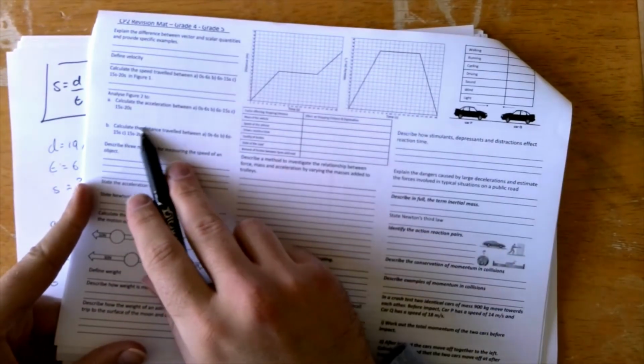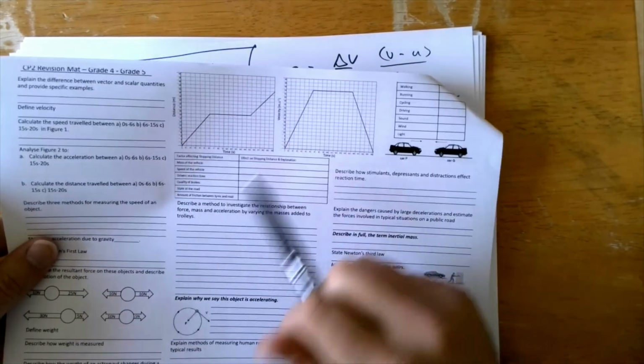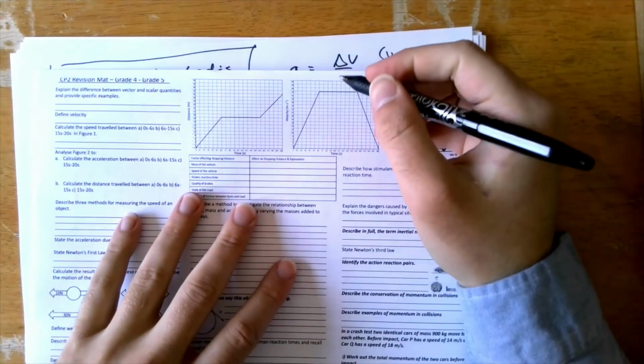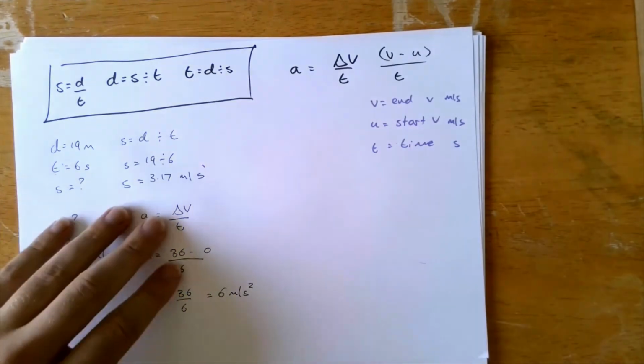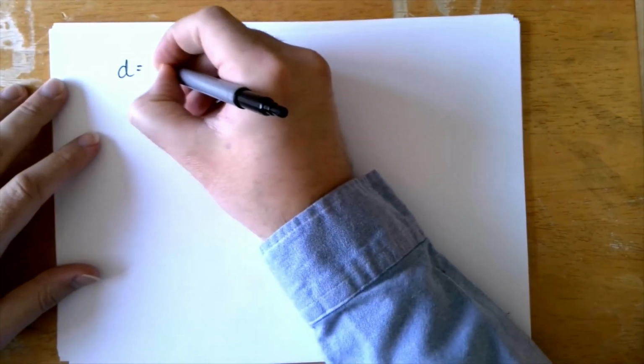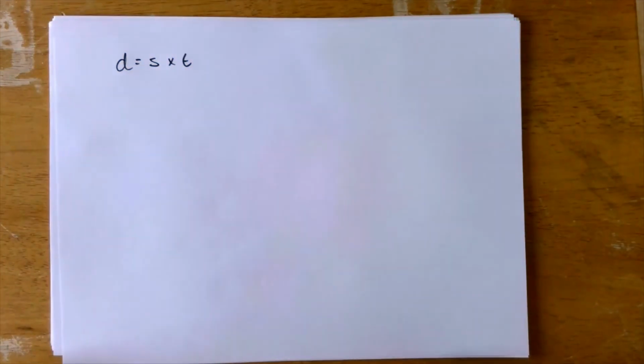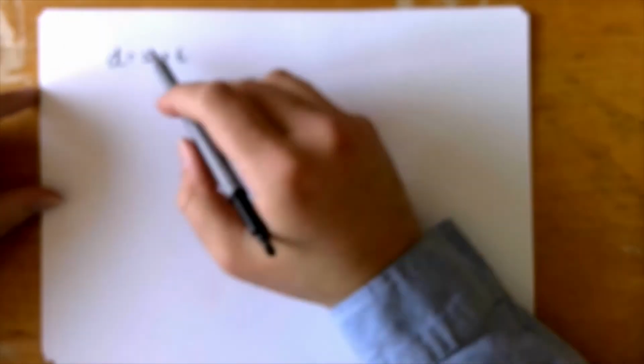Next section then, calculate the distance travelled between 0 seconds and 6 seconds in figure 2. Well, slightly different here. We use the area underneath the line to find this. And the reason being, I'll get a new piece of paper for this. The reason being that the distance travelled is equal to the speed multiplied by the time. How do I find the speed? How do I find the time?